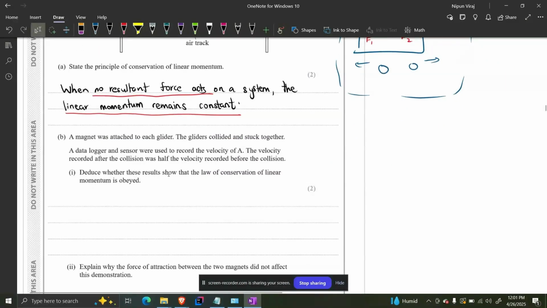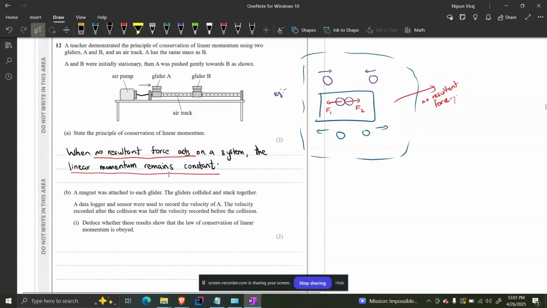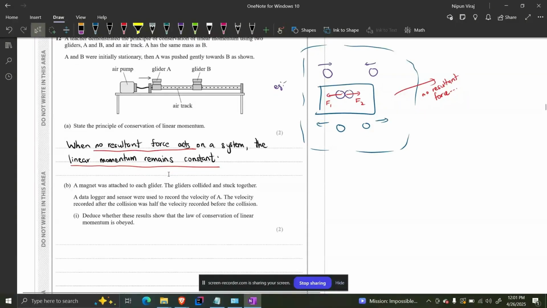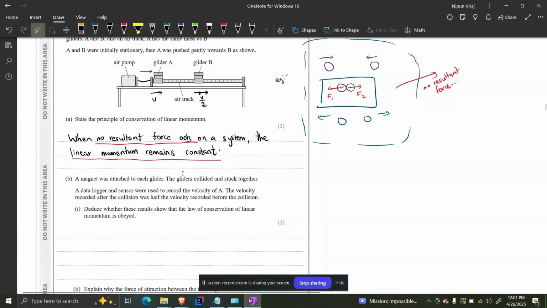Then we have the B part. A magnet was attached to each glider. The gliders collided and stuck together. A data log and sensor were used to record the velocity of A. The velocity recorded after the collision was half the velocity recorded before the collision. Okay, so if you take A, suppose it initially went with a velocity of v, and then after striking this, its velocity had reduced to v/2. Simply that is the story. Deduce whether these results show that the law of conservation of linear momentum is obeyed.